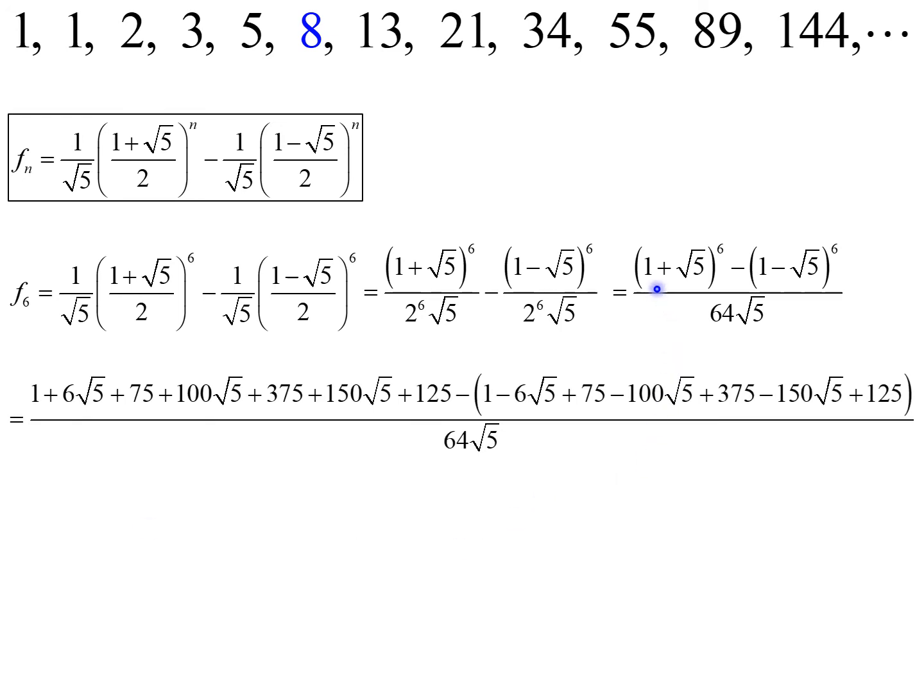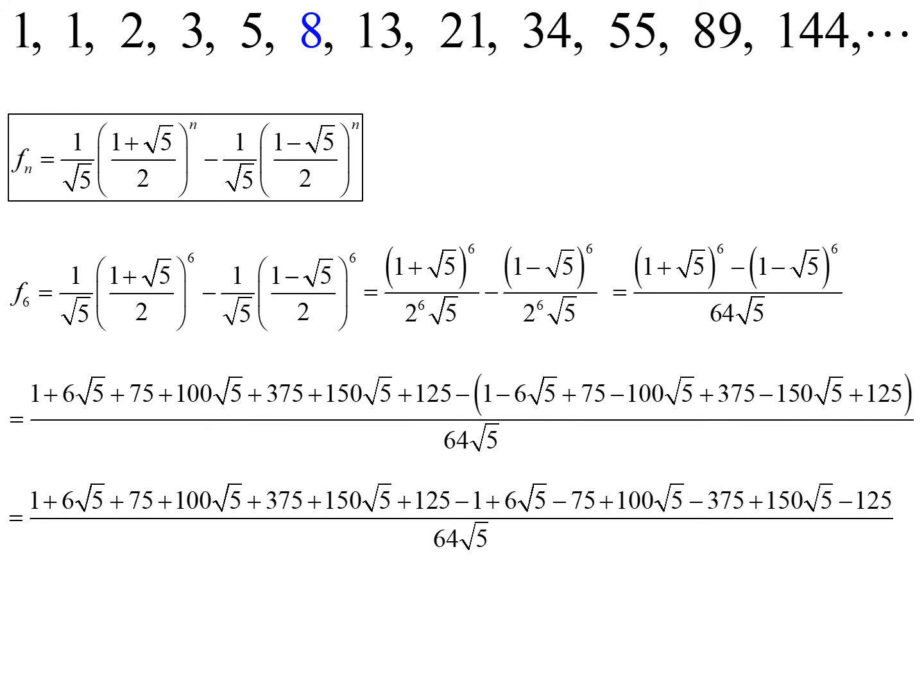So there's the first part. This 1 plus root 5 to the 6 gives me these 7 terms here. And then 1 minus root 5 to the 6 gives me these 7 terms here. I'm going to distribute that negative on the next step. And then if you're looking at the top, you have some things with root 5's and some things without root 5's. Well, the things without root 5's, look, there's a 1 and a minus 1. Those are out of there. And a 75 and a minus 75. Those are out of there. 375 minus 375. 125 and a negative 125.